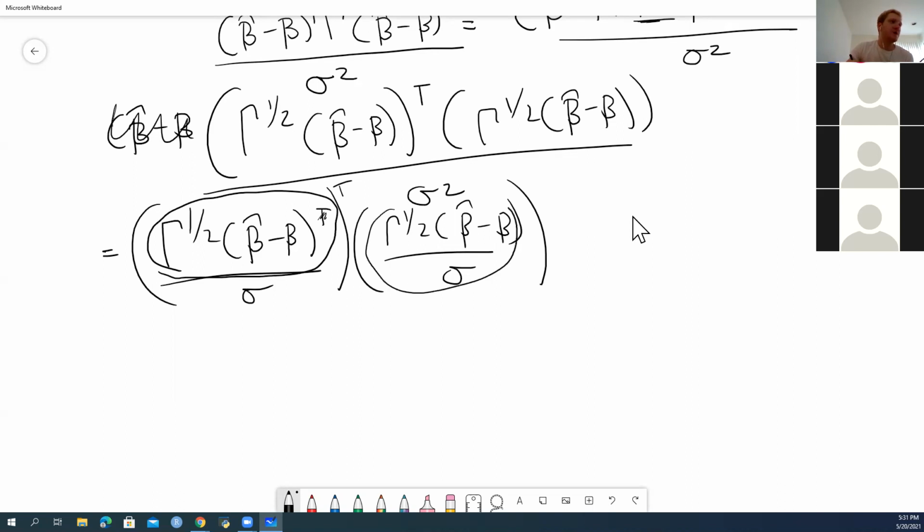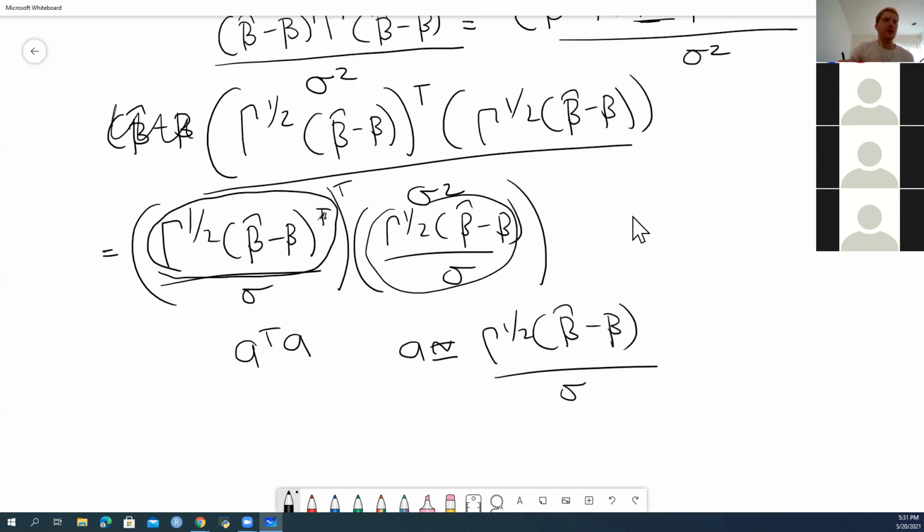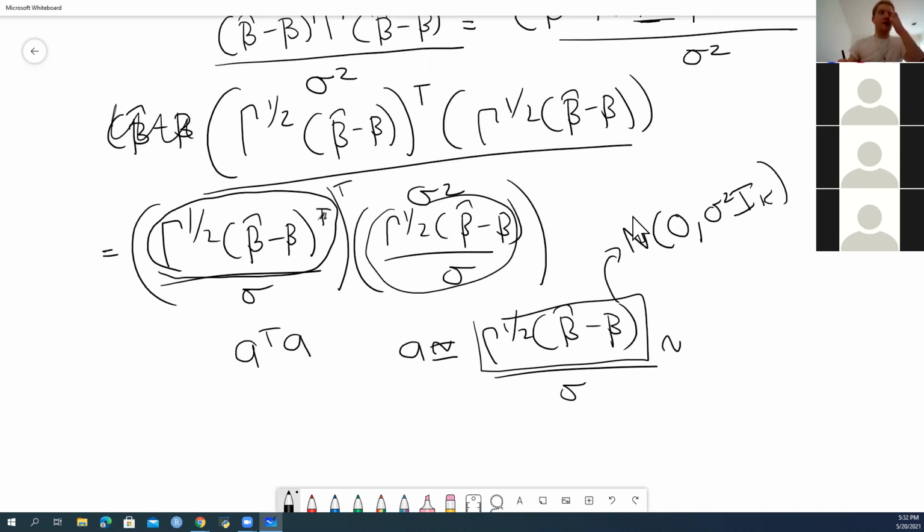So this ends up being like A transpose A, where A is equal to gamma 1/2 beta hat minus beta over sigma. We know this top part is distributed as normal, as we just proved before, sigma squared I k. Again, I don't know the dimensions, I'm kind of lazy that way. This is what we just proved in A. Dividing by sigma, you divide out this, so this whole thing would just be distributed as normal zero identity matrix.